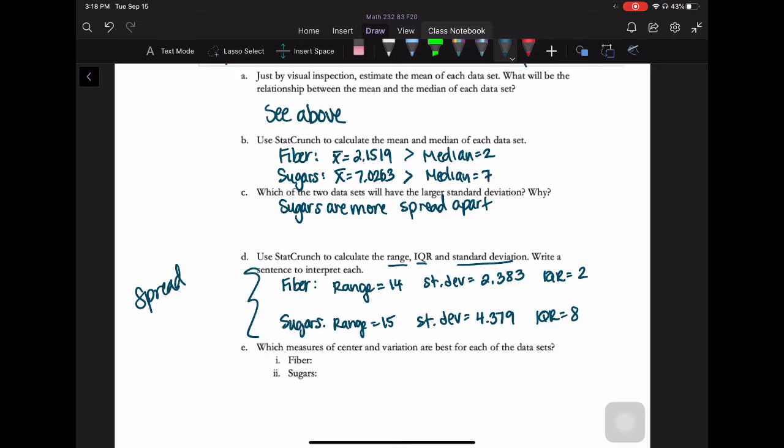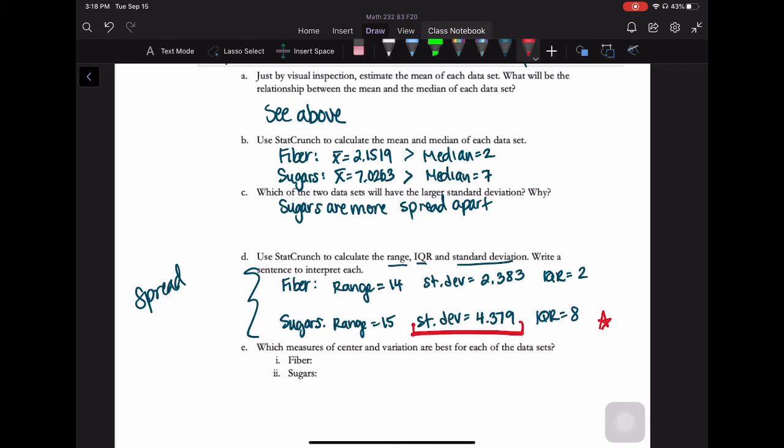Now, looking at these numbers, which one is bigger? Which one has a larger standard deviation? Which one has a larger IQR? Which one has a larger range? And sugar wins in all three accounts. Standard deviation is going to be our measuring stick for variability for the majority of things, unless we're talking about skewed data. Because your standard deviation goes with a normal distribution or something that is bell-shaped and symmetric. You don't want to use your standard deviation for a skewed distribution.